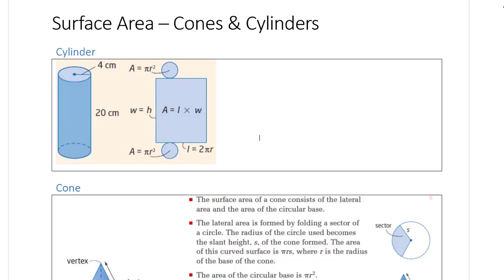Okay, in this lesson, we're going to find the surface area of cones and cylinders. So let's start with a cylinder. When you look at the surface area, think about what the shapes are. We'll start with the top and bottom. The top and bottom are just circles, right?